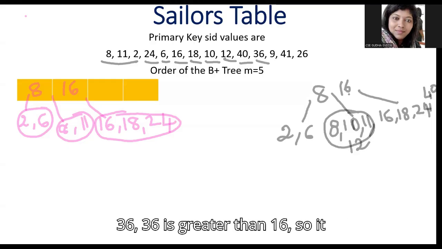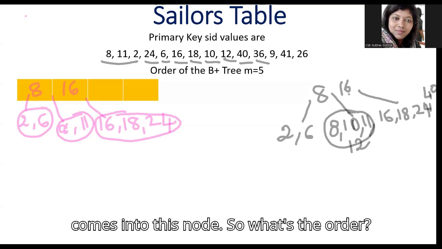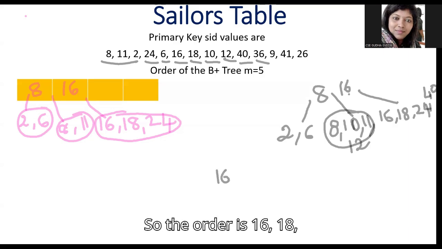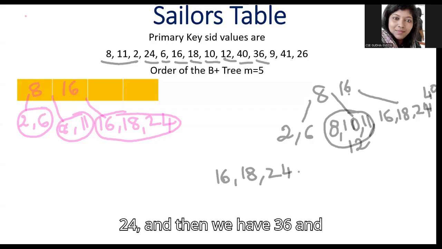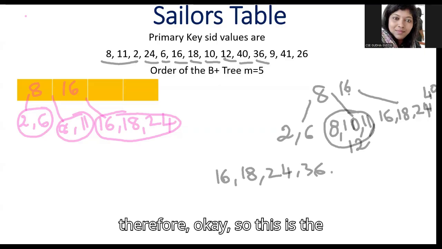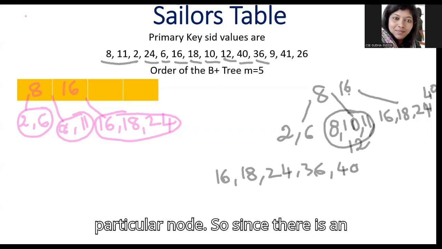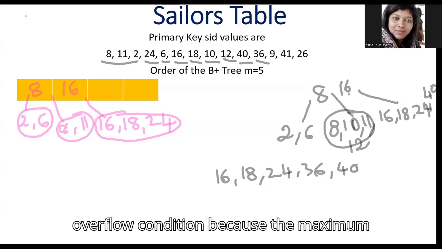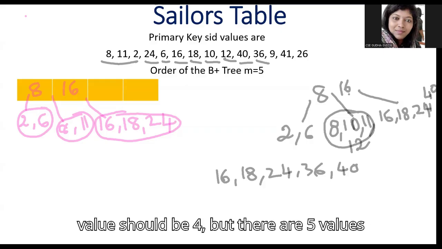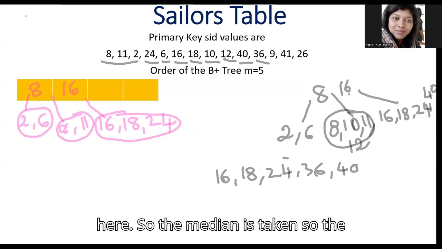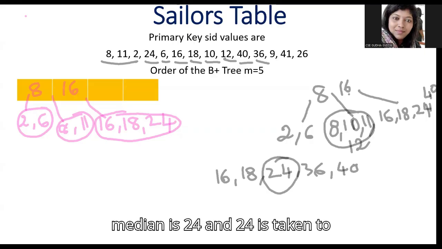36 is greater than 16. So it comes into this node. So what's the order? The order is 16, 18, 24, and then we have 36 and then 40. Okay. So this is the data that we'll have in this particular node. Since there is an overflow condition, because the maximum should be 4 but there are 5 values here, the median is taken. The median is 24 and 24 is taken to the root.